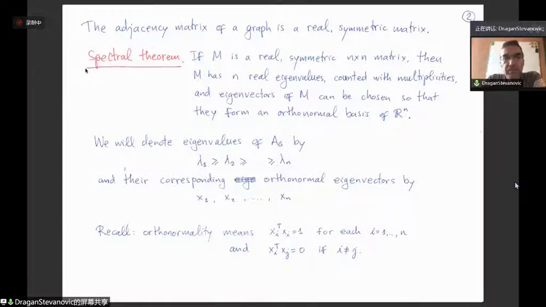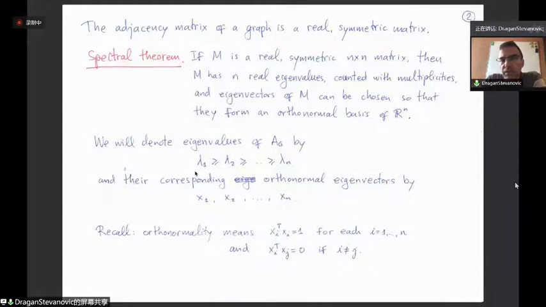So what is the basic that we build upon? It's the spectral theorem, which says that any real symmetric matrix, if its dimensions are n times n, has n real eigenvalues counted with multiplicity, and eigenvectors can be chosen to form an orthonormal basis. So let us recall immediately what orthonormality means. It means that the length of each eigenvector is equal to 1, and it means that the scalar product of any two eigenvectors is equal to 0.